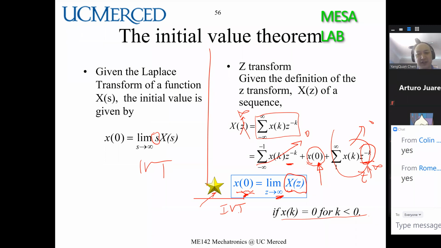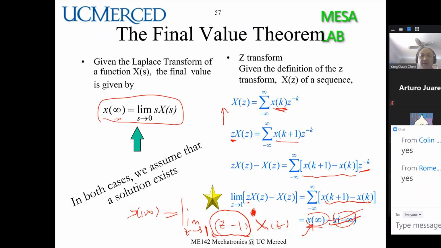It's different to the continuous time domain. You simply send z to infinity. The same is true for the one-sided case.